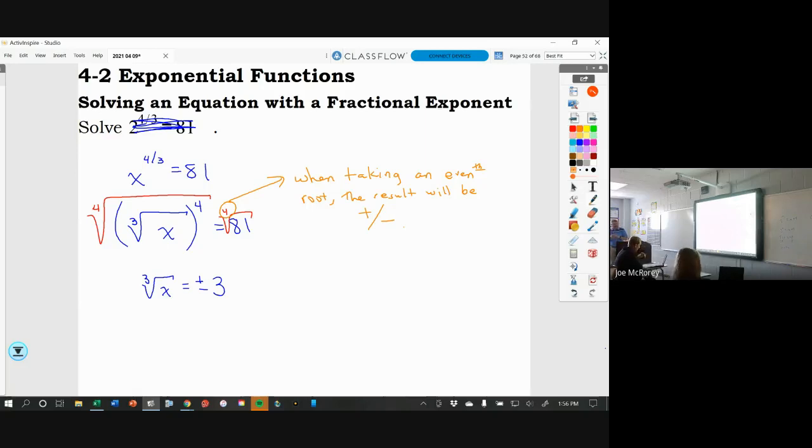How do I get rid of a cube root? Cube it. When you cube a cube root, that cancels, leaving the x. What is 3 to the 3rd power? 27. What is negative 3 to the 3rd power? Negative 27.